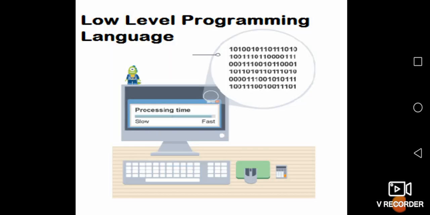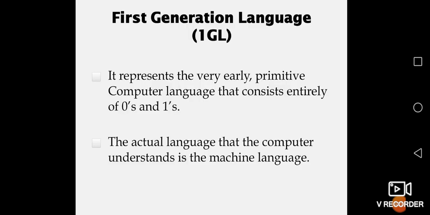We are going to see what it is at the beginning. See, when you give some work to the computer, it will do it very fast and it will respond to you in this format: 1000111, like that. So usually all the data that is processed in a computer will be in zeros and ones, but we will never understand what it is. The first generation language consists of only zeros and ones. The actual language that the computer understands is a machine language. Actually, the zeros and ones are called the machine language.